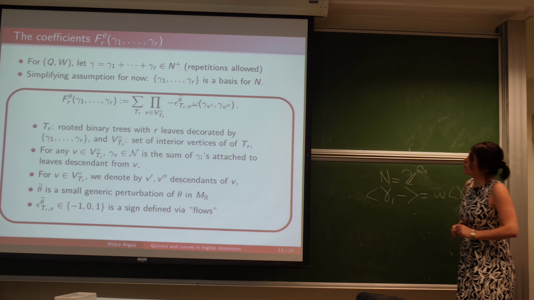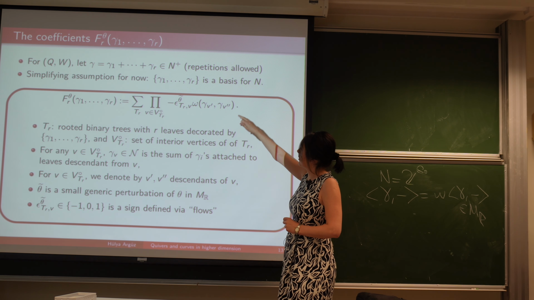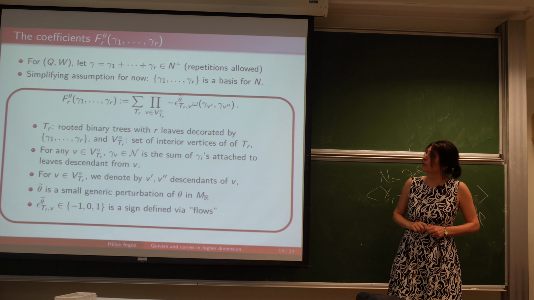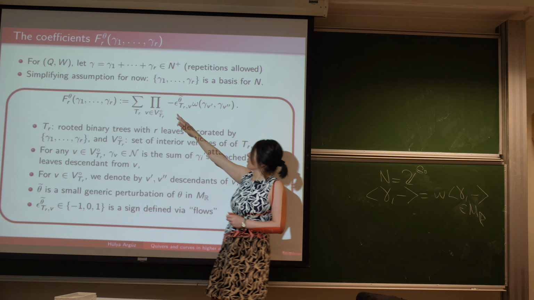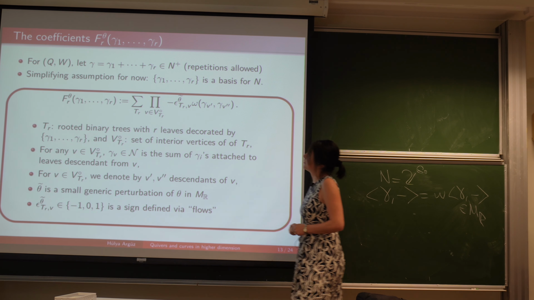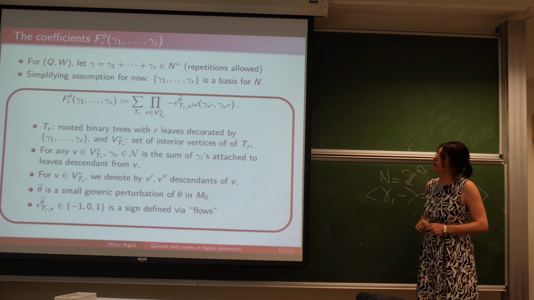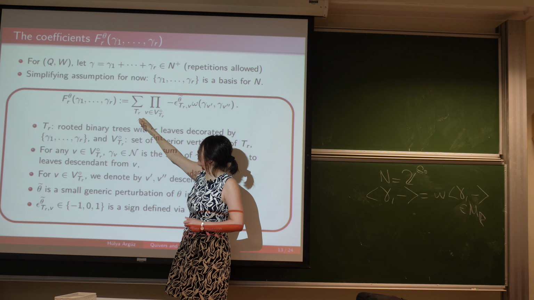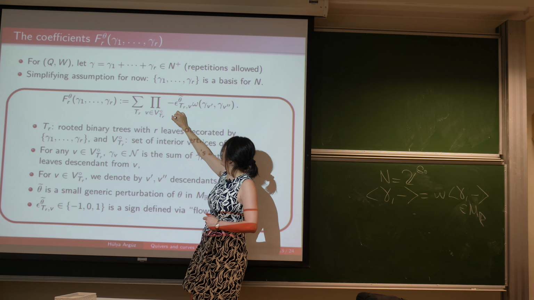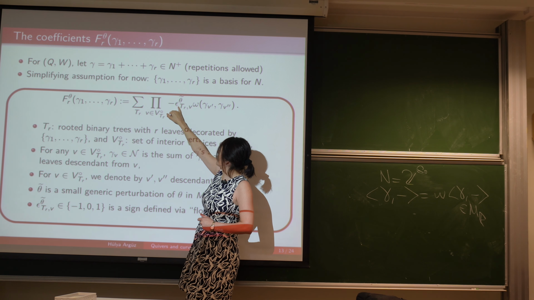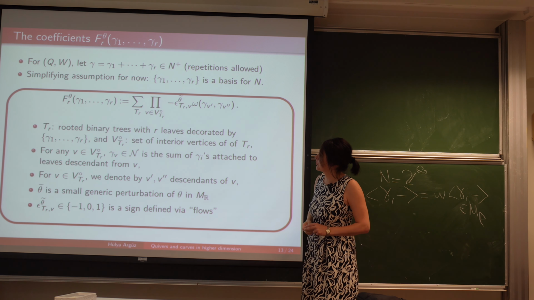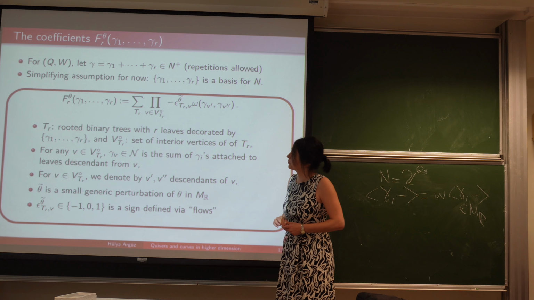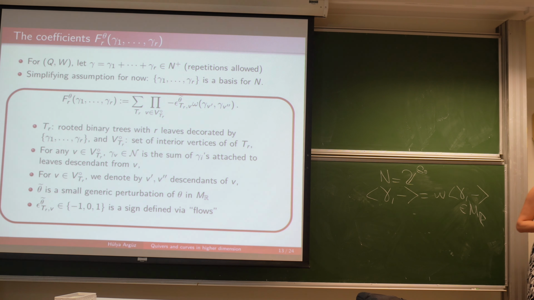So the coefficients we concretely describe by, if you assume that your gamma is decomposed into dimension vectors gamma 1 plus ... plus gamma r, and for this talk, if you make a simplifying assumption that all these gammas form a basis for N, then you can describe the coefficients concretely as a sum of all these binary trees where there are some signs, epsilon, and you use the skew-symmetric form omega, where the sum is over rooted binary trees with r leaves decorated by gamma 1 to gamma r, as in the previous slide.